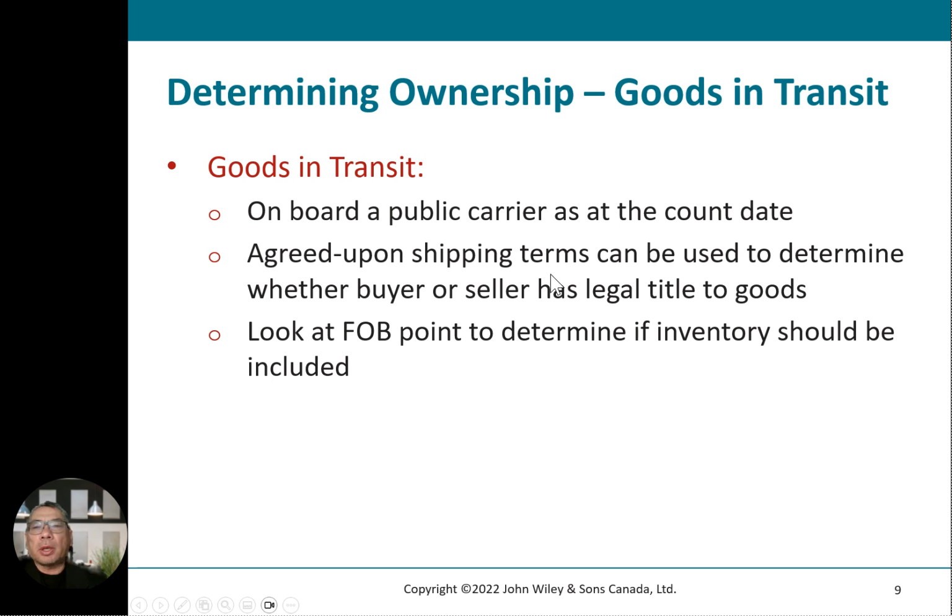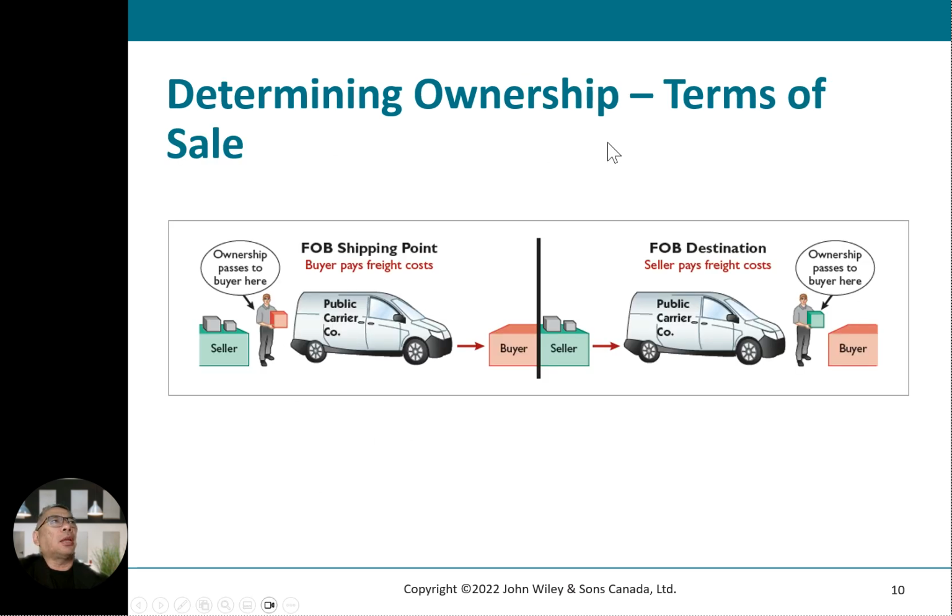Okay, the agreed upon shipping term can be used to determine whether buyer or seller has legal title of the goods. Look at the FOB point to determine if inventory should be included. Okay, and then determining the ownership by the term of the sale. FOB shipping point, buyer pays for the carrier. Okay, this is most of the time ownership passed to the buyer here.